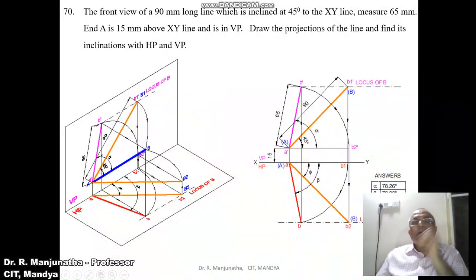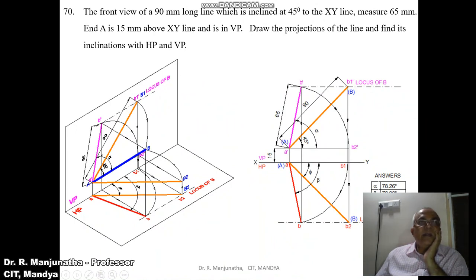Of a 90 mm long line which is inclined at 45 degrees to the XY line. Measure 65 mm. The NDA is 15 mm above HP, above XY line, and is in VP. Draw the projections of the line and find its inclination with HP and VP.